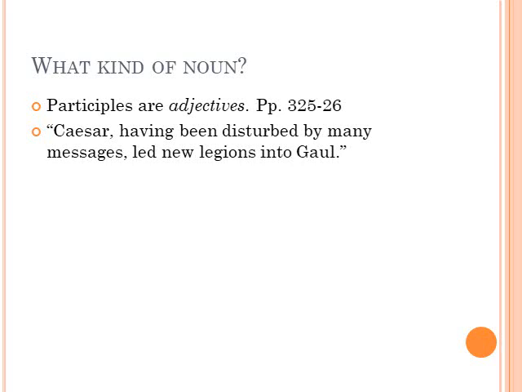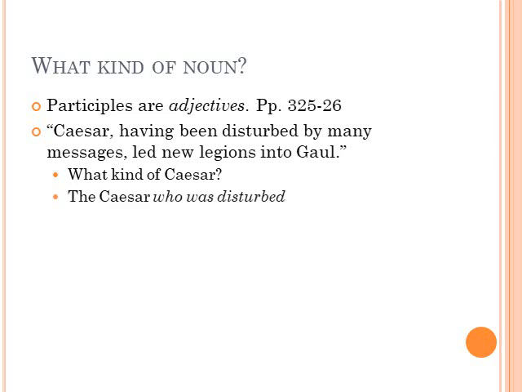So the way we formed the perfect passive verb, you can see at the bottom of page 208, take the perfect participle passive, and then you add a form of the word sum. We'll talk about that in a second, but I just want to make sure you understand that we have had this fourth principal part before, but now we're using it as it actually is, which is as a participle. So what kind of Caesar was it? It was the Caesar who was disturbed, or the Caesar having been disturbed.